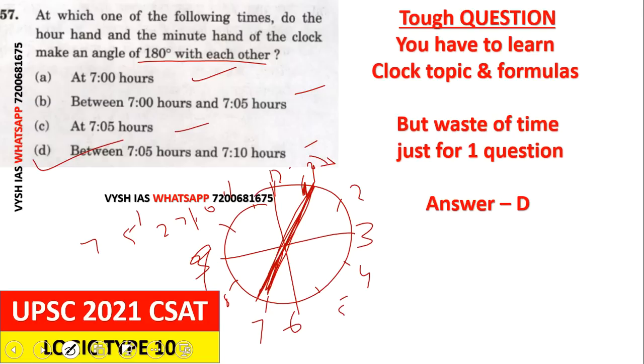Here the answer is between 7:05 and 7:10, and when you draw the picture you will understand. It is not exactly 7:05, it is not exactly 7:10, which will become 180. It will be a little bit after 7:05. Okay, so that is the answer.